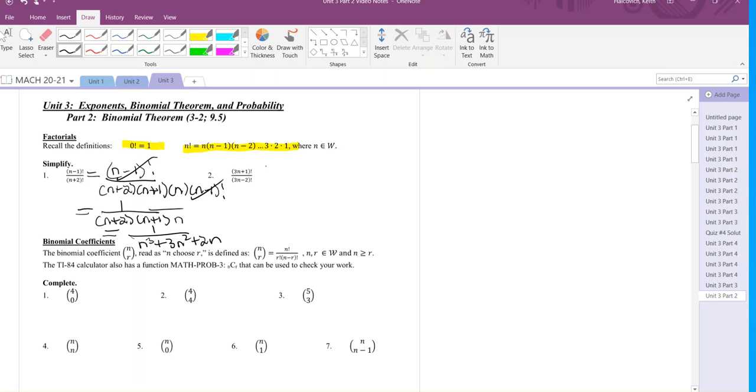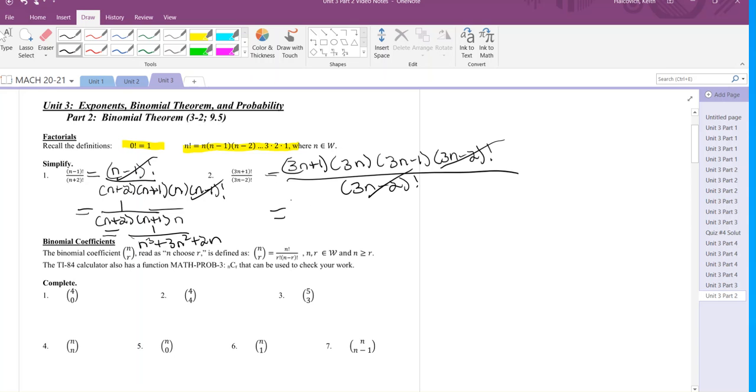All right, so to do the next one, (3n plus 1) factorial is the bigger one, so we'll simplify that. So it becomes (3n plus 1)(3n)(3n minus 1), and then (3n minus 2) factorial, all over (3n minus 2) factorial. So when you multiply this out, you get 27n cubed minus 3n.